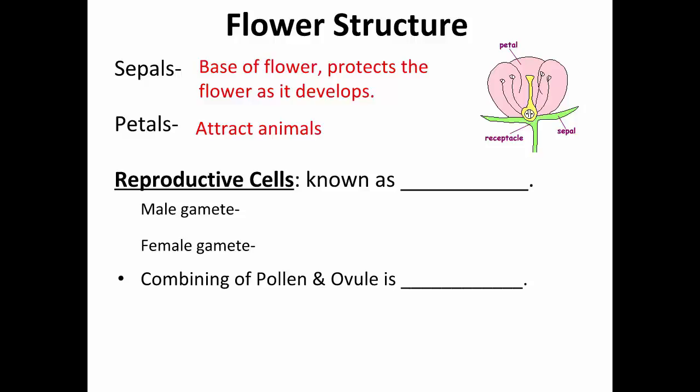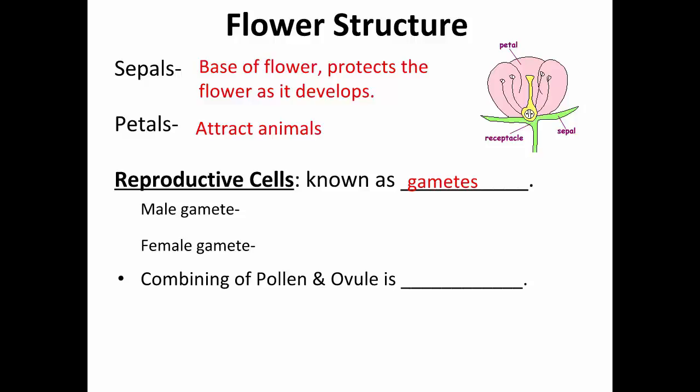Sometimes petals might not be colored, and there's a reason for that. Within a flower, different parts contain reproductive cells. We call reproductive cells gametes. They're special cells, and we'll talk about this later in the year, with half the number of chromosomes as typical cells. And these reproductive cells, their function is to produce offspring.